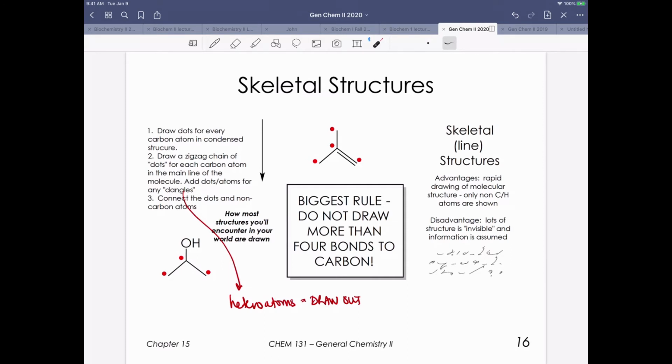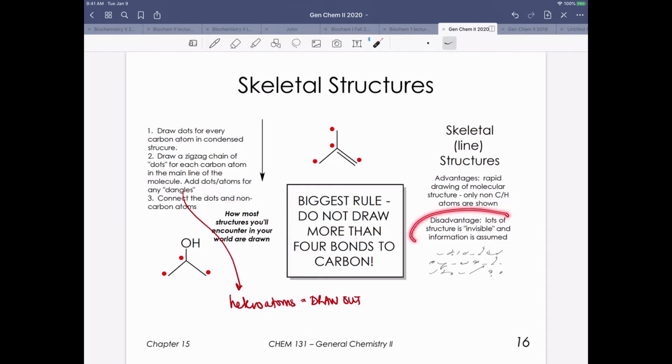Okay? But because we are eliminating information from our visible sight, we have to make sure that we do not draw more than 4 bonds to carbon. It's a very common mistake that students make when we're learning to do this, that you'll draw more than 4 bonds to carbon. Okay, so again, advantages of this, we can draw things really quickly. And only non-carbon and hydrogen atoms are really shown, those heteroatoms. Now, again, this hydrogen is shown because it's bonded to a heteroatom, so that's why we have that guy.